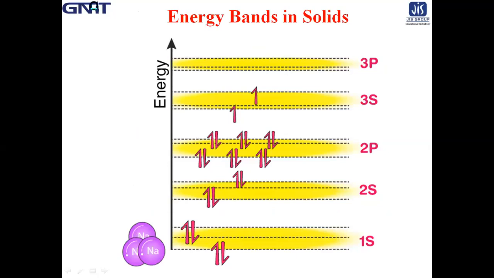Next is energy bands in solids. What is an energy band? When a large number of atoms are brought close together to form a solid, the single energy level of an isolated atom is split into an energy band consisting of very closely spaced levels of slightly differing energy.